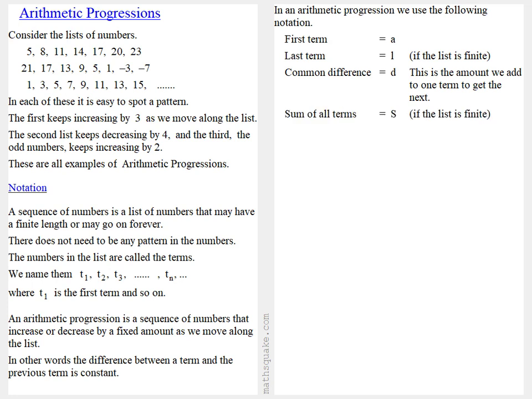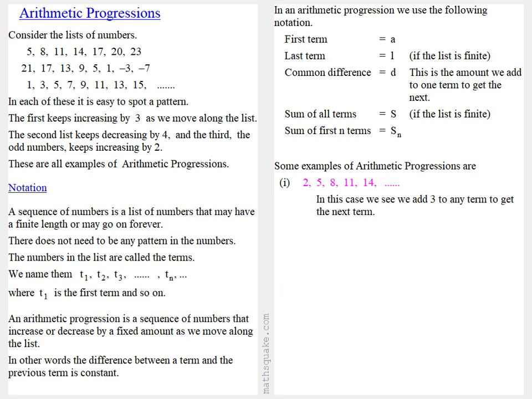If the list is finite, we use the capital letter S to stand for the sum of all terms. Otherwise, the sum of the first n terms is written S subscript n. Here are some examples of arithmetic progressions. The sequence 2, 5, 8, 11, 14 is an arithmetic progression. In this case, we add 3 to any term to get the next. So the first term A is equal to 2 and D is equal to 3.